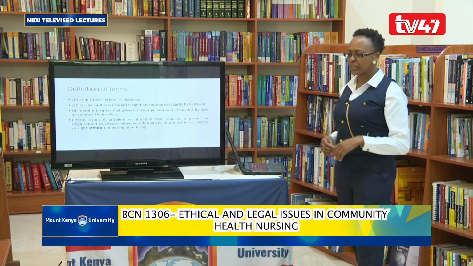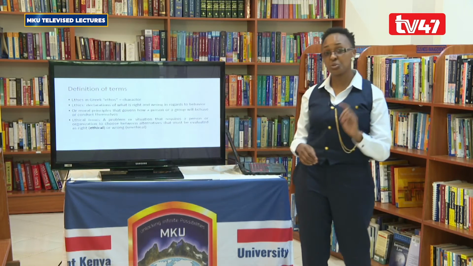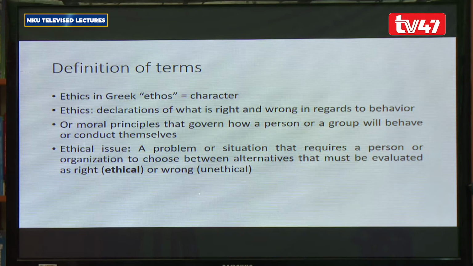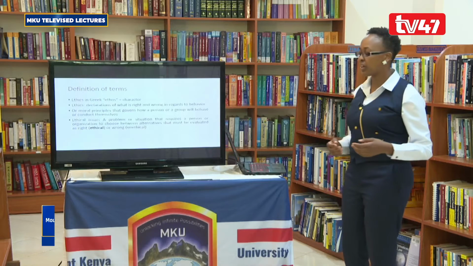So what is an ethical issue? We say an ethical issue is a problem or a situation that requires a person or an organization to choose between alternatives that must be evaluated as right, that is ethical, or wrong. So you have two activities, but for them to be evaluated as right or wrong, you must use ethical principles, as we will learn as we continue with our lessons.